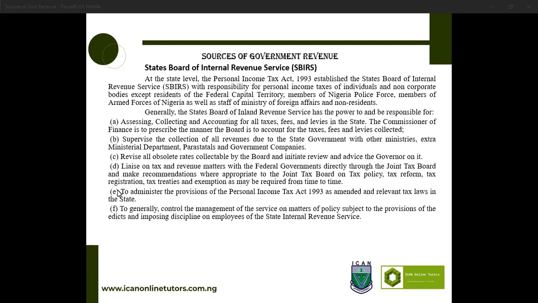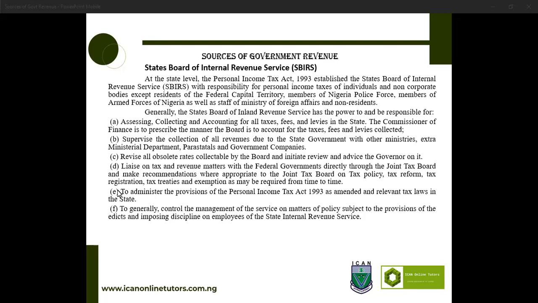They are also served with the responsibility to revise all obsolete rates collectible by the board and initiate review and also advise the governor on any obsolete rates. And this is part of what will be submitted to the state assembly. Deliberation will be made on it and final assent will be given by the governor.